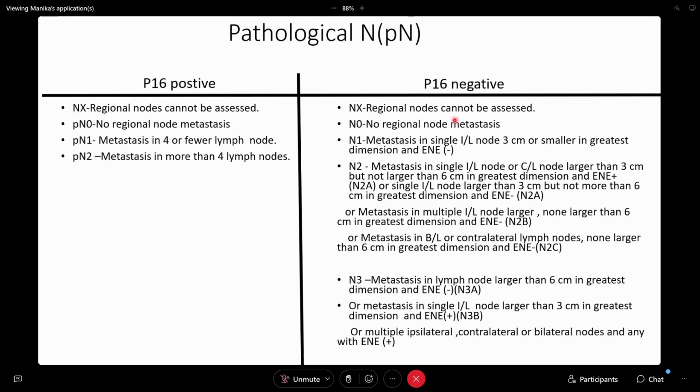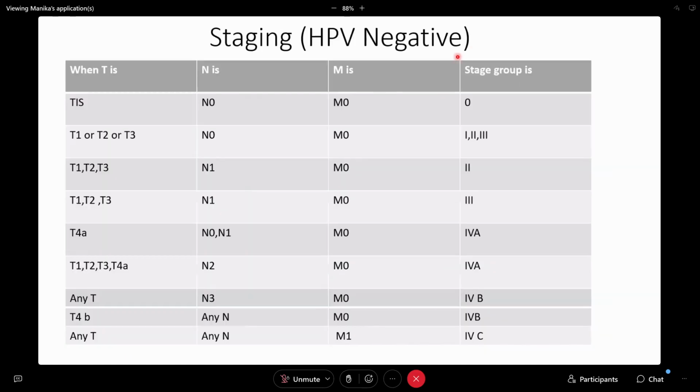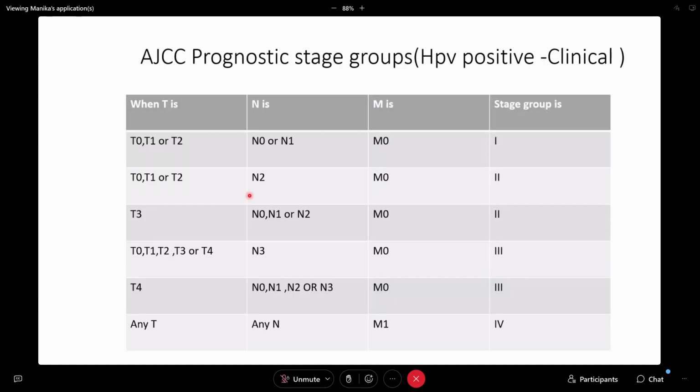Sir, in the staging part, we have the positive and the negative one. In HPV positive, for example, if we are taking the T stage T3 and the N0, 1, 2 and M is M0, the stage group is 2 in HPV positive. While for the same, if the T is T3 and N is N1, the stage group is 3 as compared to the stage group which was 2 in HPV positive. So it is having a good prognosis in HPV positive, and it led to the de-intensification of the treatment for HPV positive while we are observing the T and M staging for the same stage.